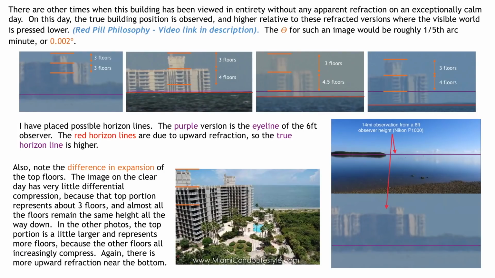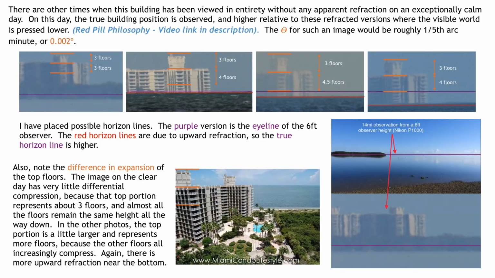So there are other times when this building has been viewed in entirety without any apparent refraction on an exceptionally calm day. On this day, the true building position is observed and it's higher relative to these refracted versions where the visible world is pressed lower. Again, video link in the description. The theta for such an image would be roughly 1/5 of an arc minute or 0.002 degrees on this day.